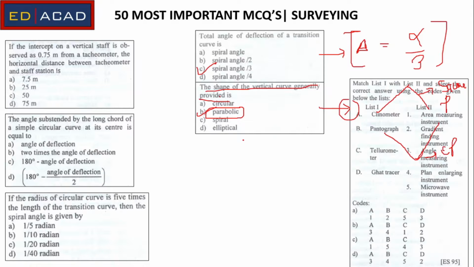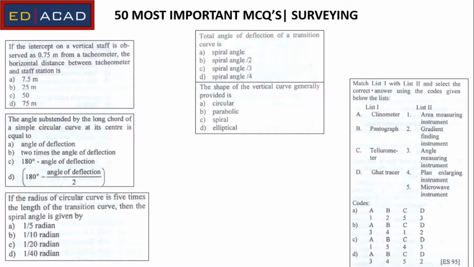Okay, let's look at the next problem. This is a match the following problem where list 1 and list 2 are given. These are some equipments which we generally use in surveying and their functions. So let's match them. First is the clinometer. Let's look at our options first. For the first we have 1 and 3 only. So first, area measuring instrument, no. Clinometer is an angle measuring instrument. So A will be 3.